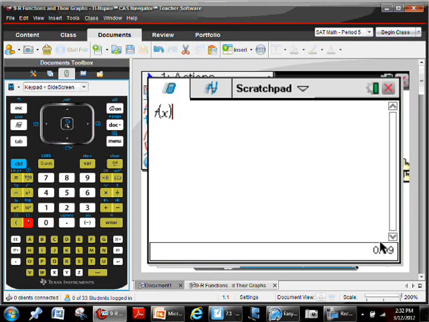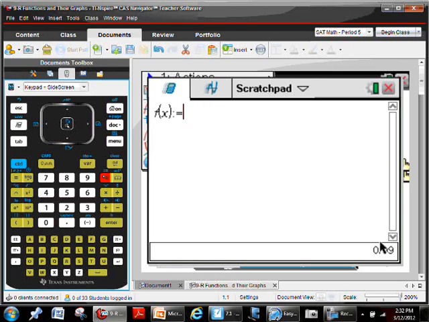But to define a function, you're going to use the secondary feature of the math template, which to get to that, you would hit Control. You can see how Control lit up in red, and then the template button, and then basically what you see is a colon and an equals. Colon and then equals. That means you're about to define the f of x.